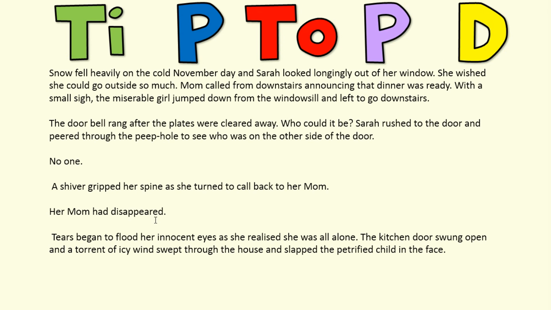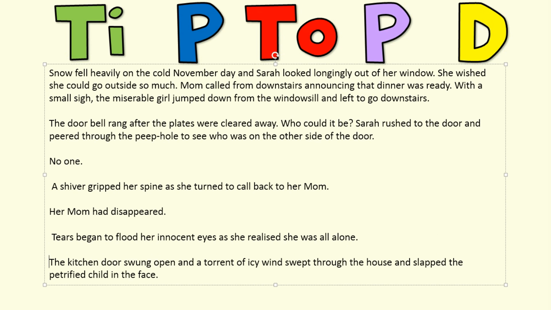So we've got another one for dramatic effect. Finally, tears began to flood her innocent eyes as she realised she was all alone. The kitchen door swung open and a torrent of icy wind swept through the house and slapped the petrified child in the face. Now, if she was in the living room, then she cannot be in the kitchen, so that must be a new place. You have to really read into this, and then that would make sense. So if you reread that now, that's exactly how it should be.